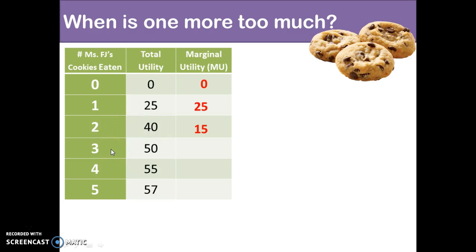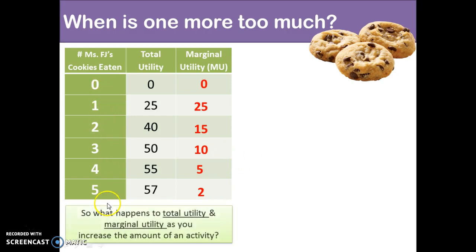We have a third cookie, and we still like it. We get satisfaction, so our total utility goes up, but it doesn't go up as much. We still enjoy it, but not as much as our second one. And if we continue in that same pattern, you can see a similar occurrence here as what happened before with the free throws. As we increase our activity, our total utility is going to go up, and our marginal utility is going to go down.